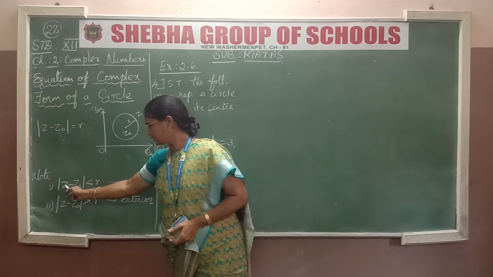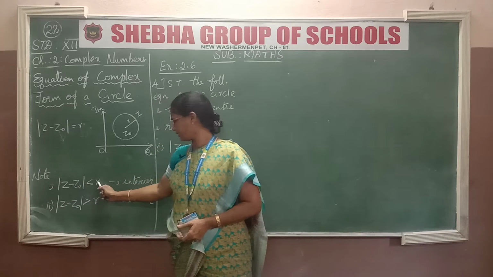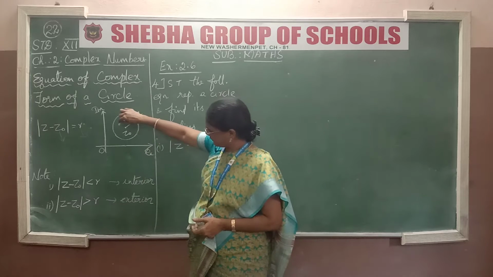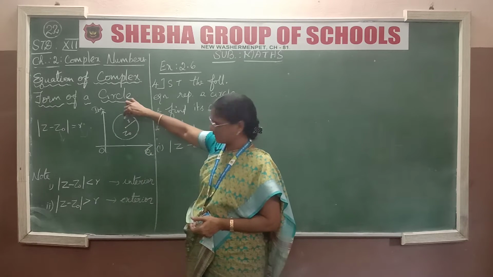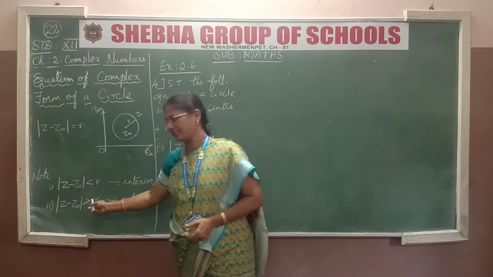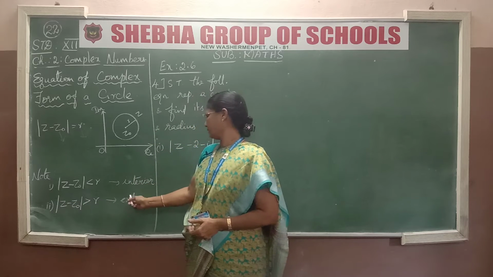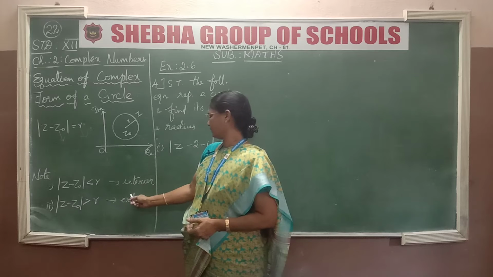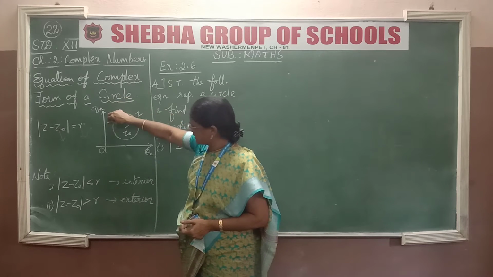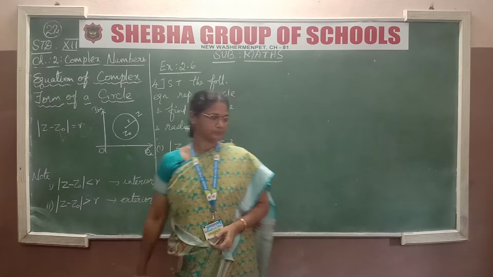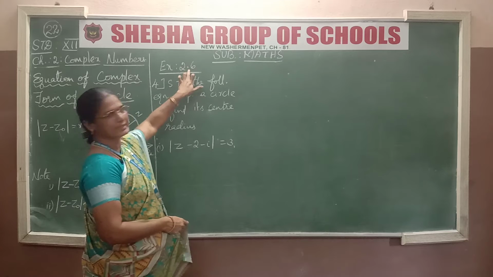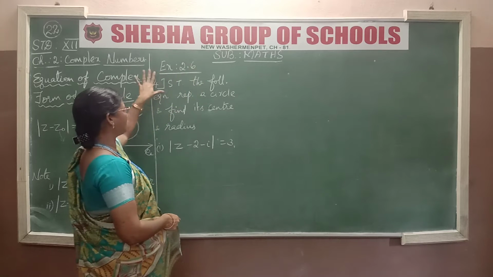Suppose modulus z minus z naught less than r means the points represent the interior of the circle, maybe the points lying inside the circle, and if modulus z minus z naught greater than r implies the points represent the exterior of the circle, that means they lie outside the circle. Understood? Next we are going to see the same exercise 2.6 fourth one.